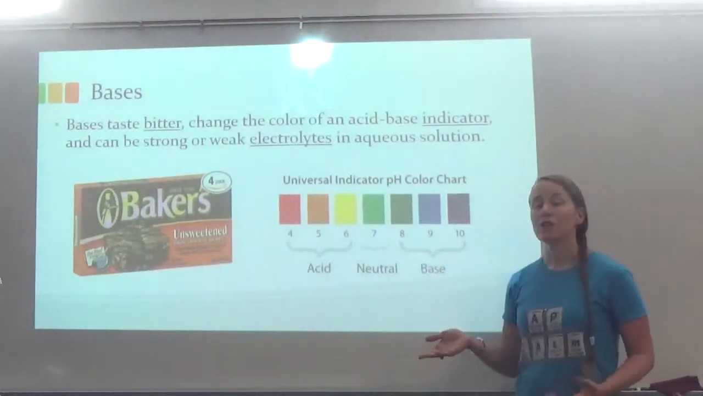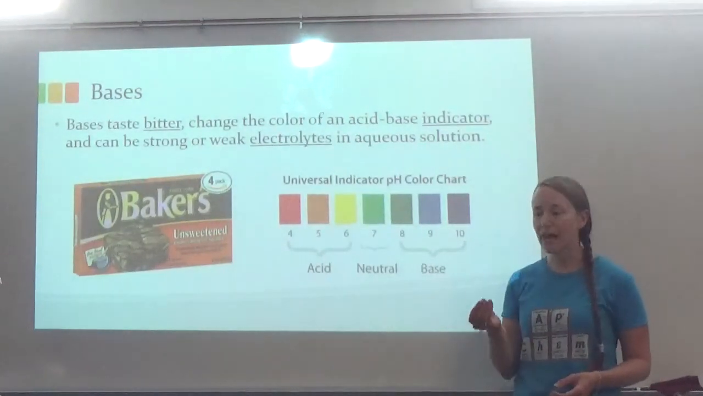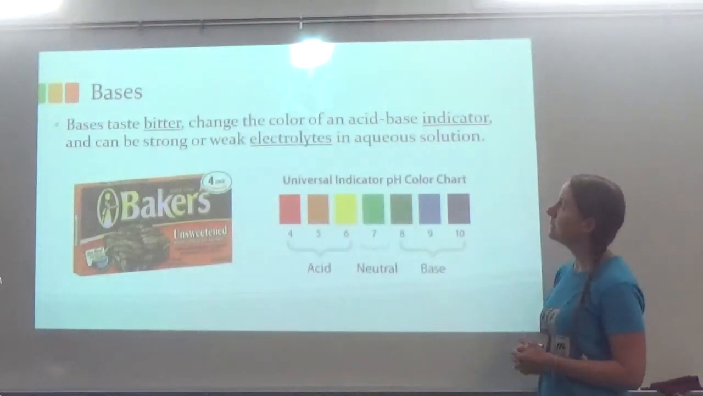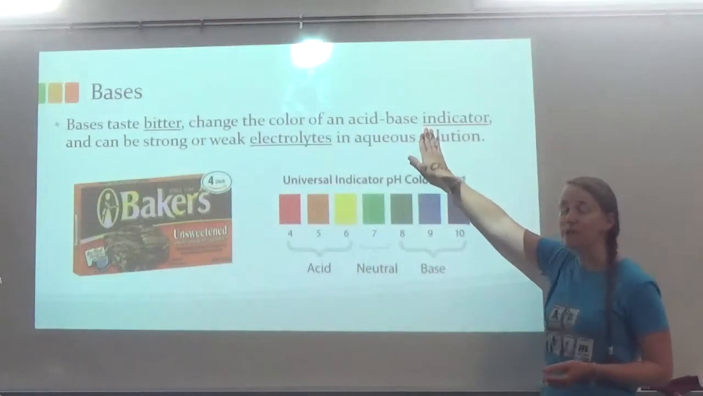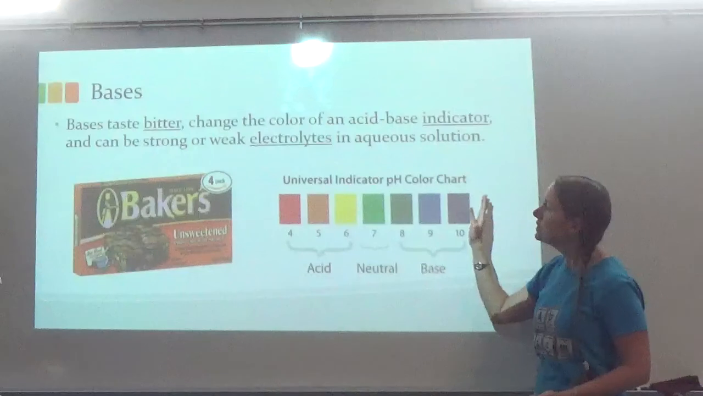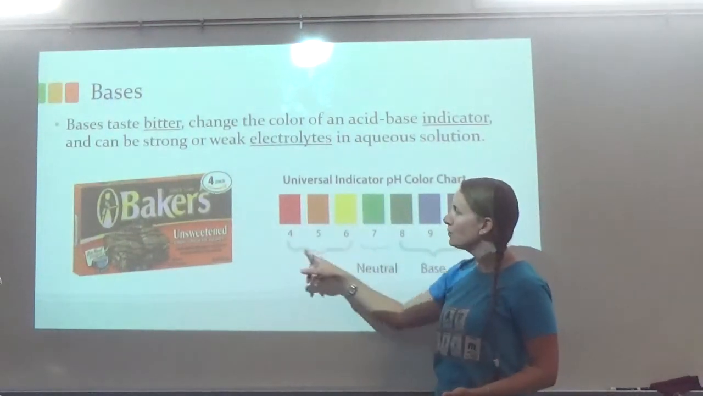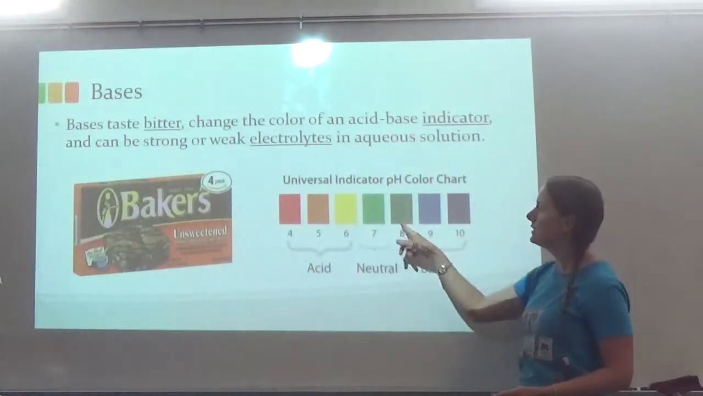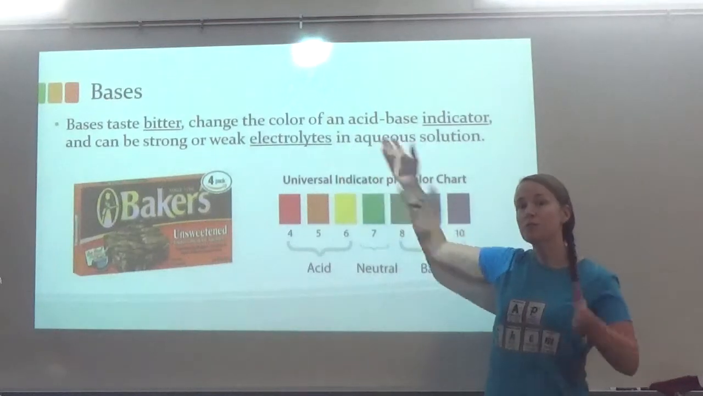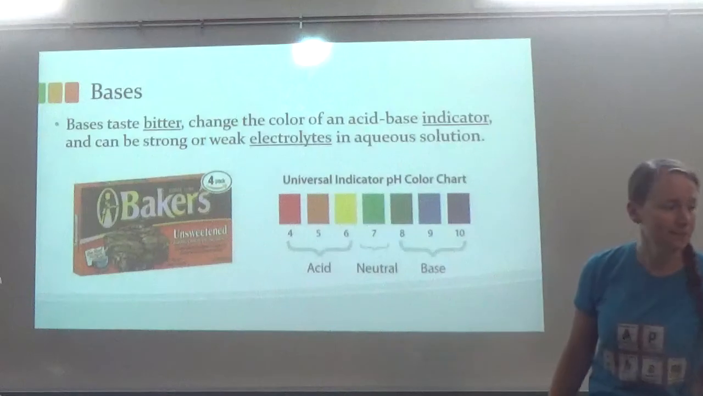A lot of bases are in our cleaning products. So if you've ever felt bleach or Windex or 409, they all feel really slippery, not just like water. That's because they have bases in them. Now, it changes the color of an acid-base indicator, but obviously it would change it a different color than the acid does. So here's an example of a universal indicator. Our acids tend to be the warm colors, and our bases tend to be the cooler colors of the rainbow. They can also be strong or weak electrolytes, which means they can fully or partially break up. And like I said, they tend to feel slippery too.